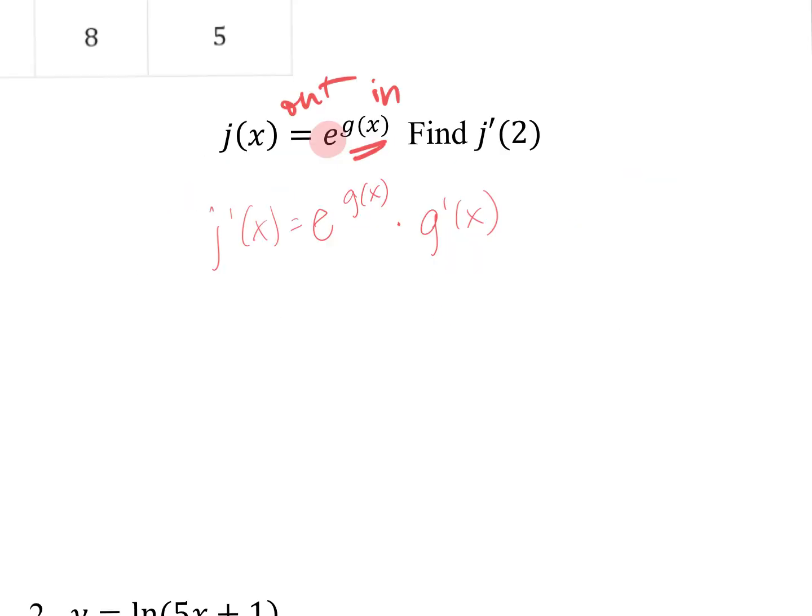We took the derivative of the outer. Derivative of e is always e. We left the inner times the derivative of the inner.